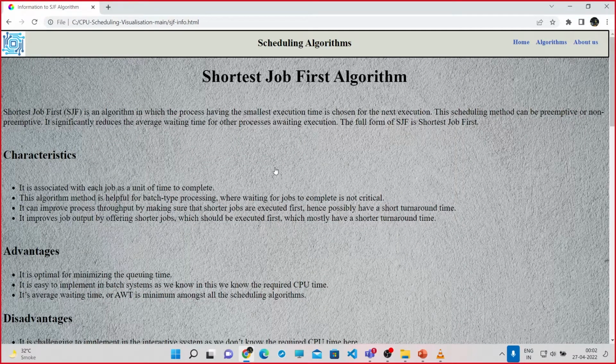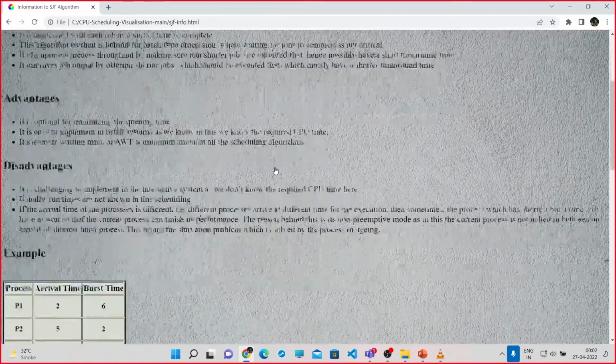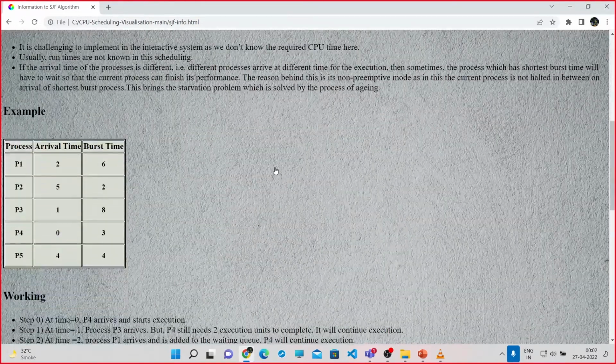It is associated with each job as a unit of time to complete. It improves job output by executing shorter jobs first, which mostly have a shorter turnaround time, which gives the CPU less idle time. Now let's go to an example.